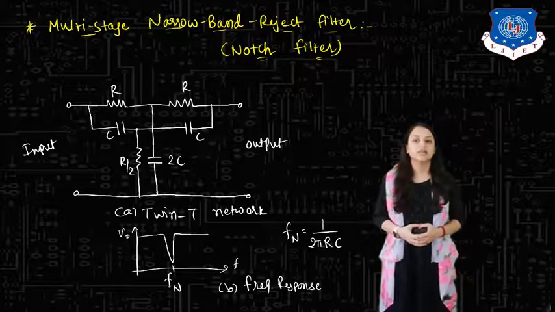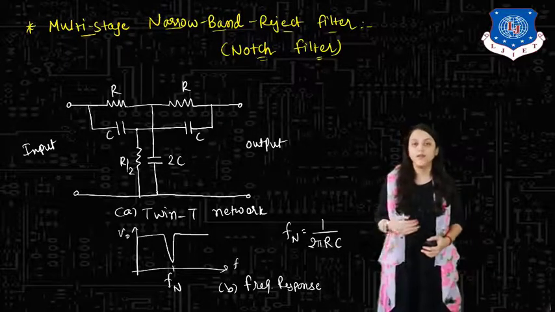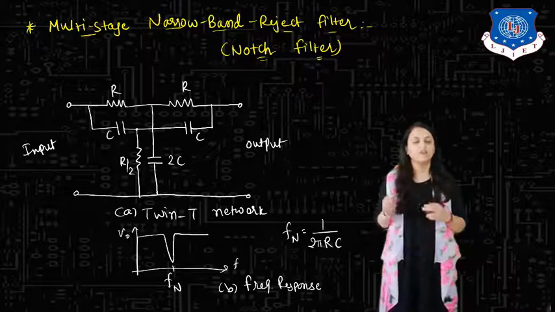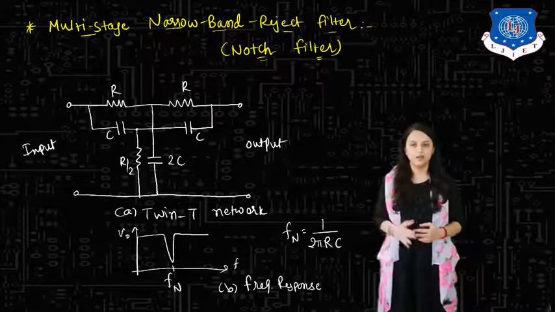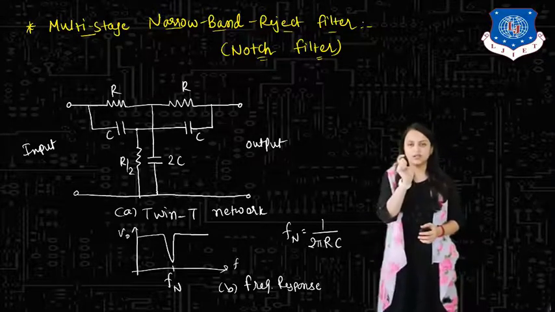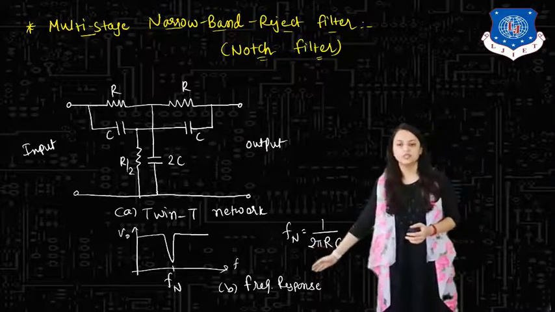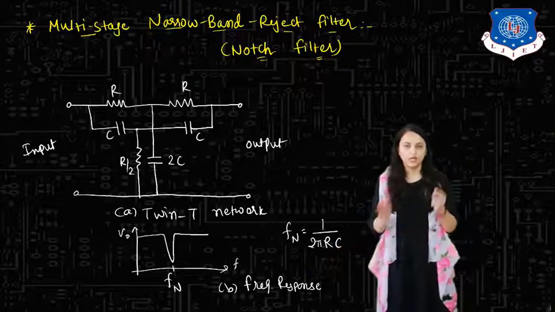Now let us see the next, that is the multi-stage narrow band reject filter. We have seen the wide band filter. Now we are seeing the narrow band filter. That means it will have a small range of frequencies as shown in this frequency response. Okay, a narrow pulse is there.